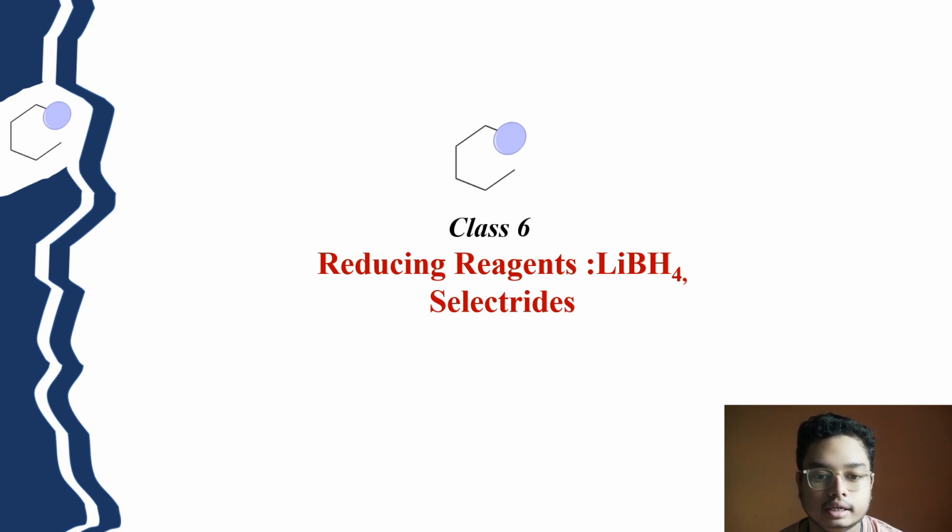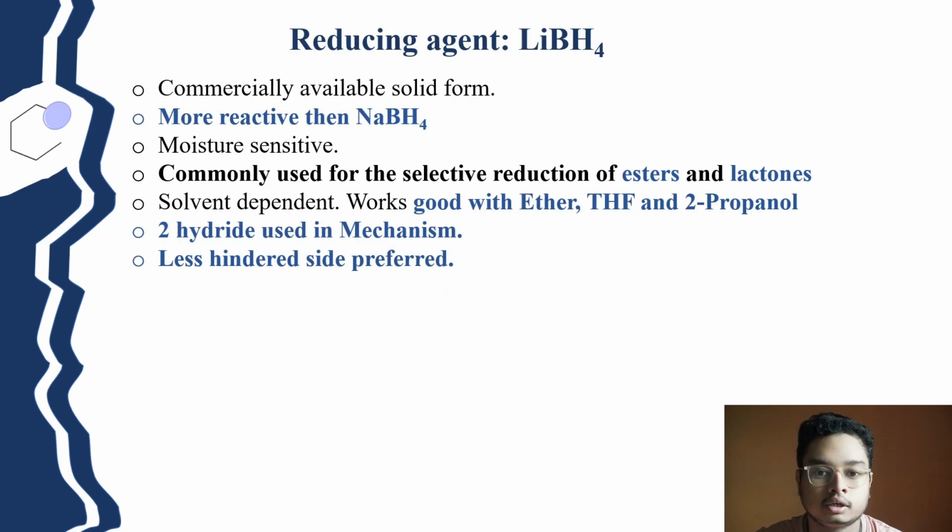So in this class onwards we are starting with some lithium-based reducing reagents such as lithium borohydride and selectrides. First, talking about lithium borohydride, it is a much more reactive version than NaBH4. It is commercially available as a solid, and it is also moisture sensitive, just like NaBH4. It is commonly used for the selective reduction of esters and lactones.